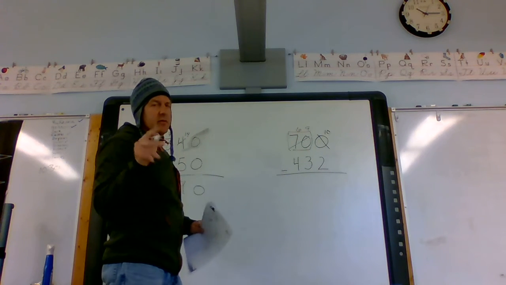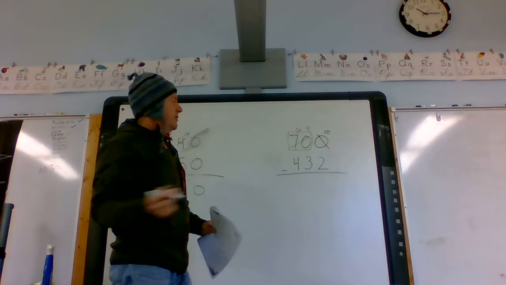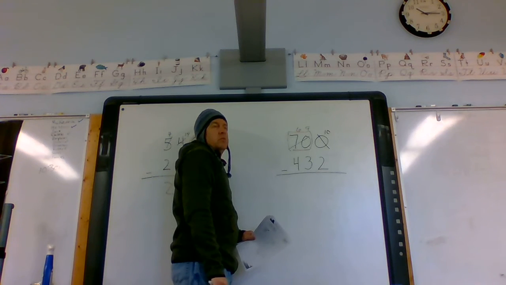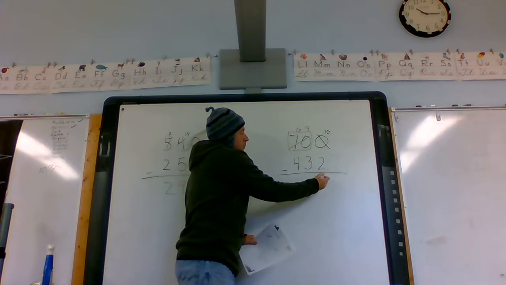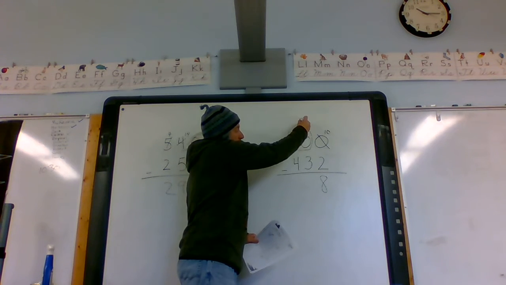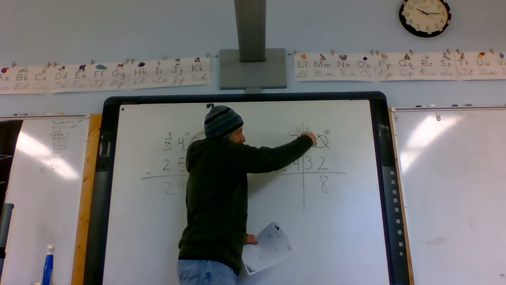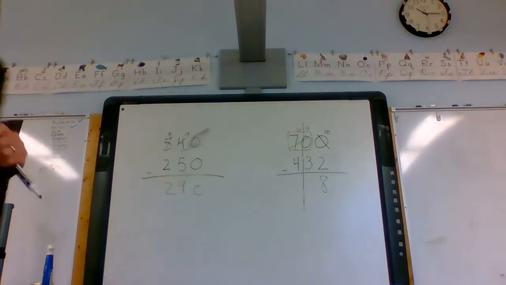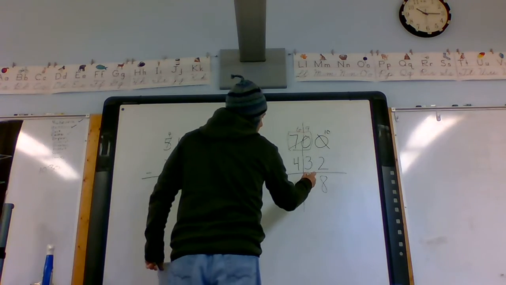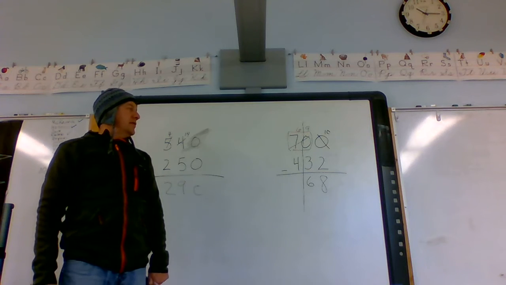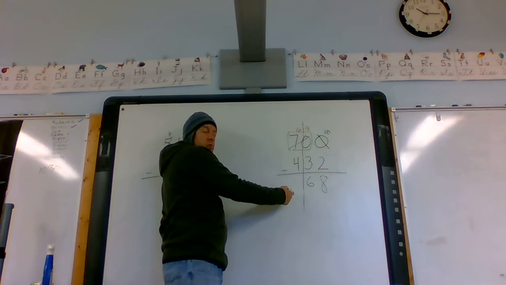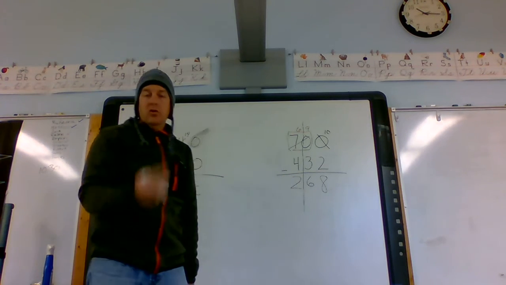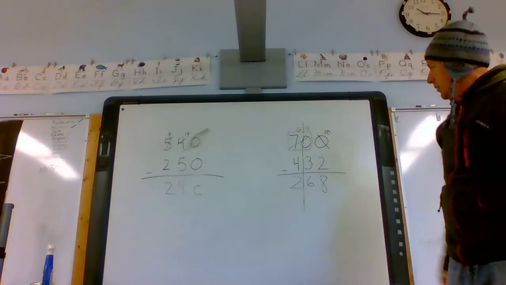Most of you guys have this. Once we start doing this, most of you guys it clicks. But I still need to review it. So 10 minus 2, 8. Okay, we can still keep our columns, right? Keep our columns. So 9 minus 3, 6. And 6 minus 4, or take away 4, 6 minus 4 is 2. So our answer is 268. You guys got this.